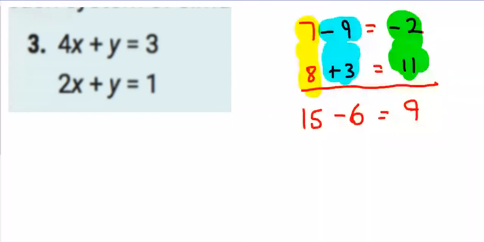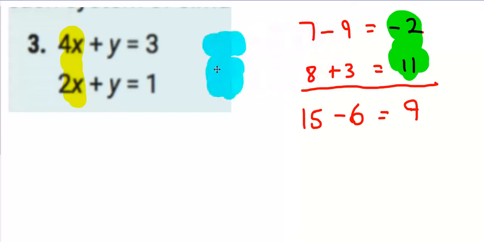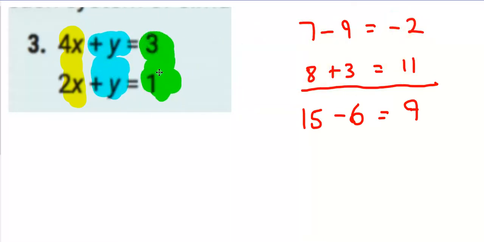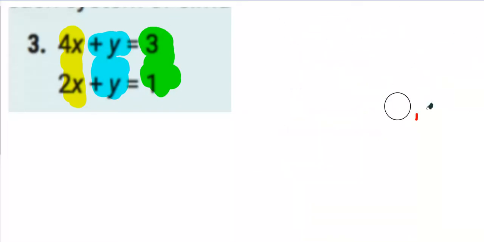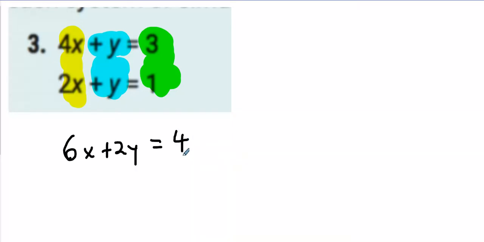Here's what I'm going to do. See the yellow zone? I'm going to grab this yellow zone and put it over here. See the blue zone? I'm going to grab that blue zone and put it there. See the green zone? I'm going to put it over there. Do you see that we're doing exactly the same thing? Now, what happens when you add downwards? 2y equals 4.